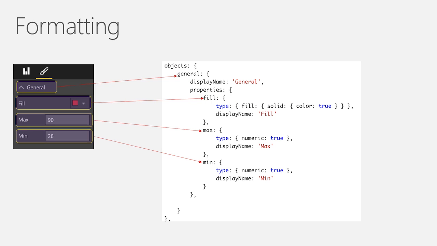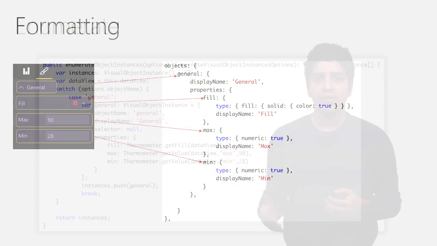As you can see here, the capabilities have an object section that describe what you can change, in this case, the fill, max, and min. They also describe what type they are. This helps Power BI pick the best UI for it. These are then dropped onto the data view and sent with the update call.